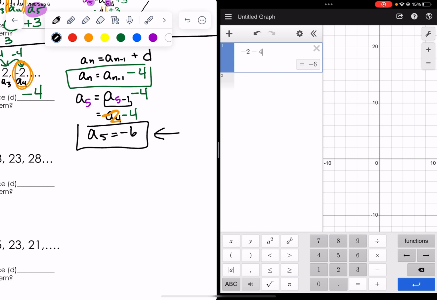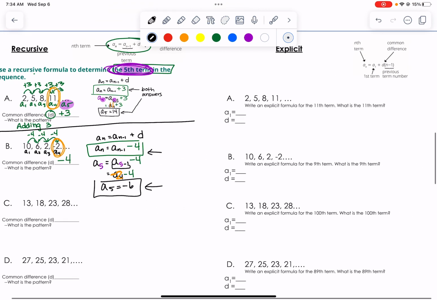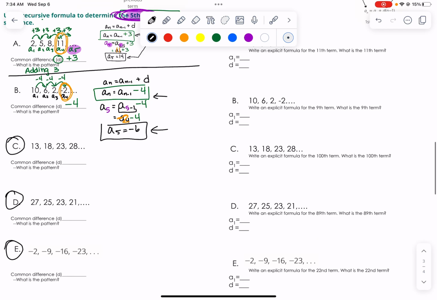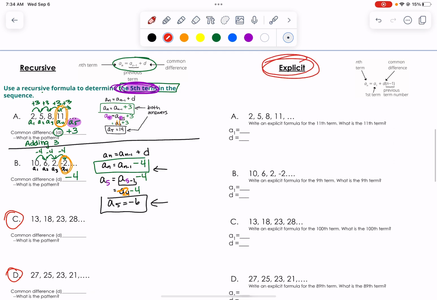That is your answer. These are both your answers. Okay? So I'm going to have you do C, D, and E. I'm going to send this to you in the email. You're going to do C, D, and E. And I'm going to show you two examples of the explicit formula.